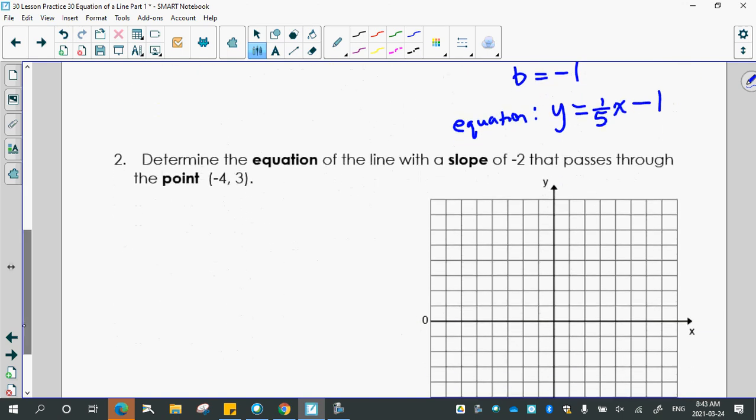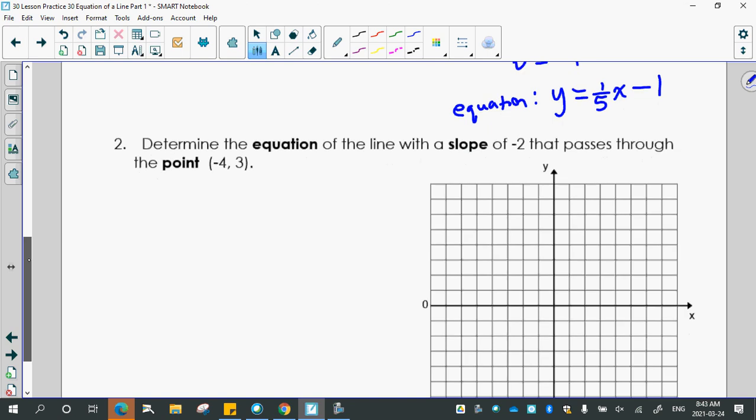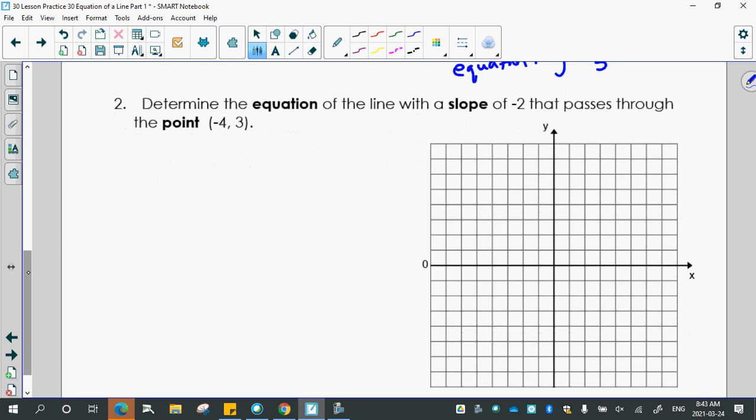Okay, determine the equation of the line with a slope of -2 that passes through the point -4, 3. I gave us a graph, as well as we're going to do it algebraically as well. Okay, and we're going to do the same idea here. We need to know the m, the b, and the equation. And then any work I have to do, I'll do over here.